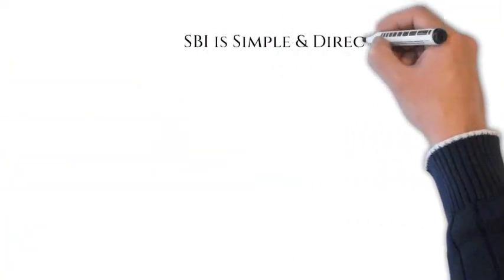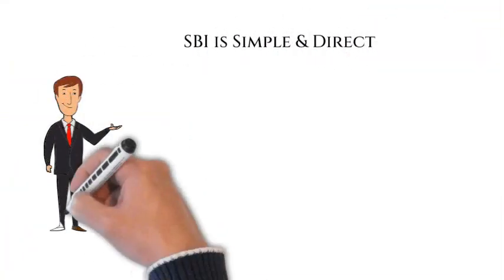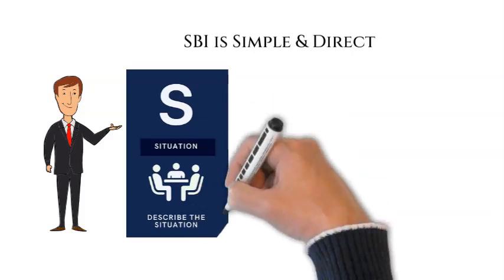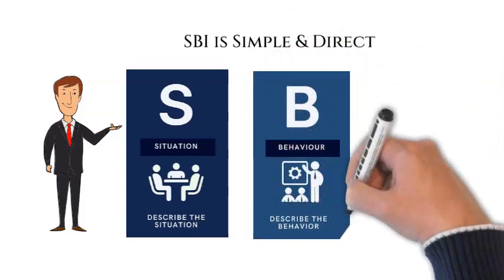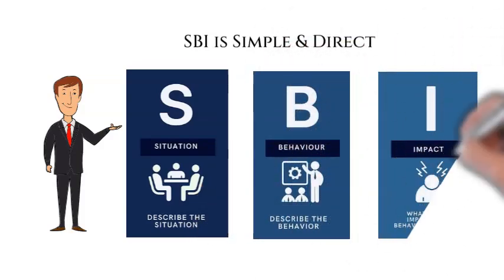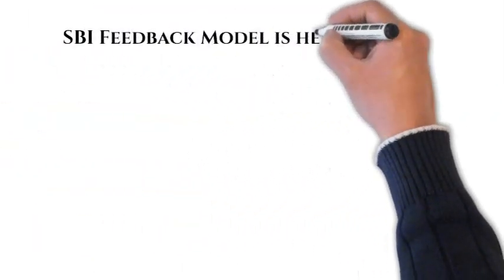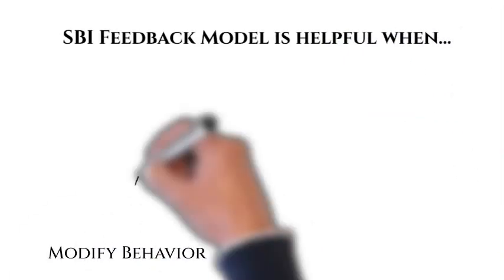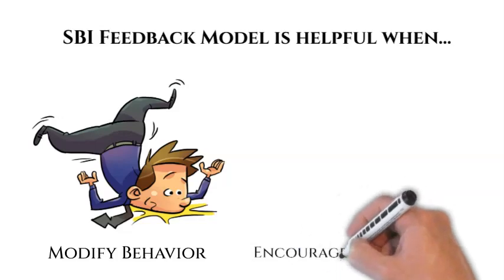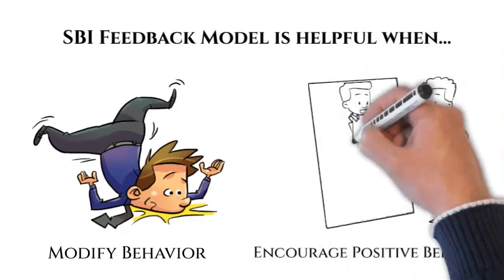The Situation, Behavior, Impact method is simple and direct. You capture and clarify the situation, describe the specific behavior observed, and explain the impact that the person's behavior had on you, the team, or a customer. The SBI Feedback Model is helpful whenever you are giving people feedback to help them change or modify their behavior or to encourage positive behavior that the person has demonstrated.